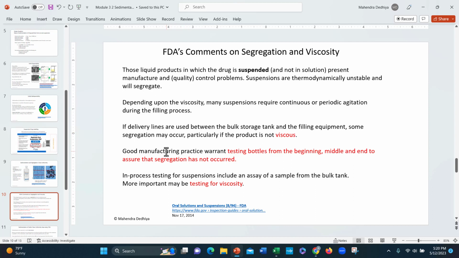So FDA guidance on GMP, good manufacturing practices, warrants testing of bottles from beginning, middle, and end to assure no segregation has occurred during the manufacturing and packaging. In many cases, it requires in-process testing of suspension, including assays from the bulk tank, from several locations, and viscosity testing.